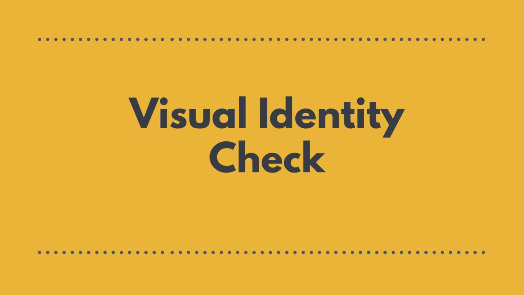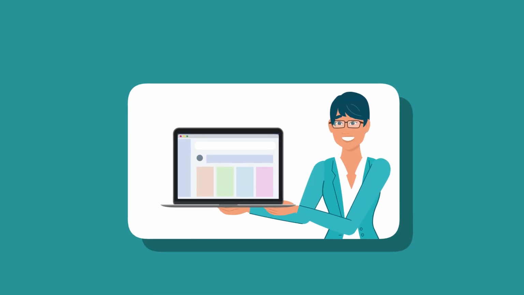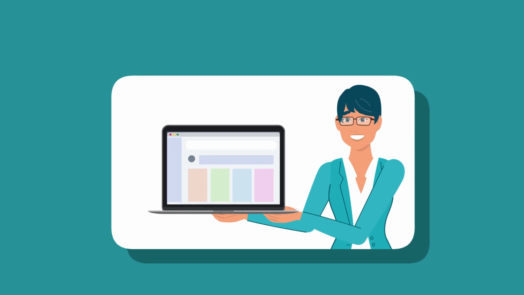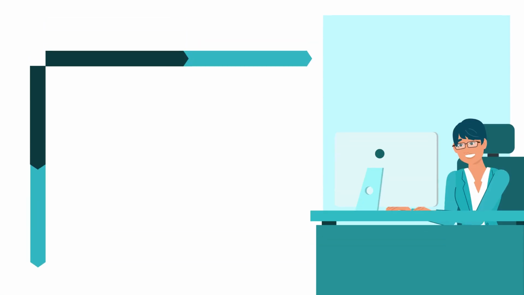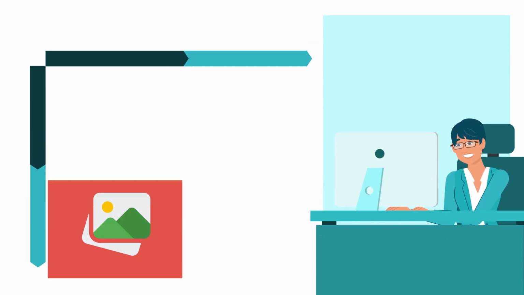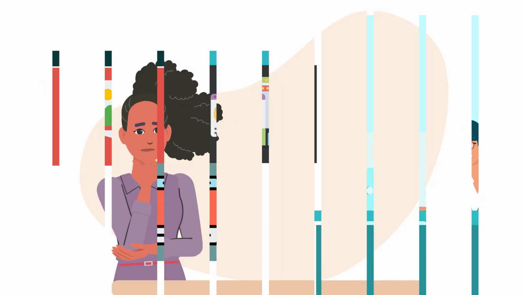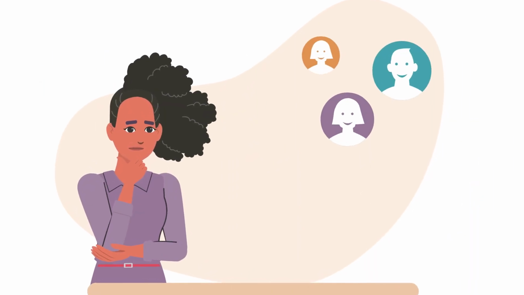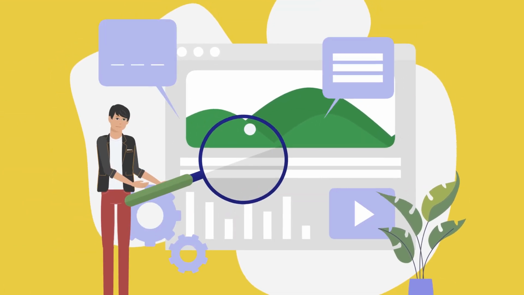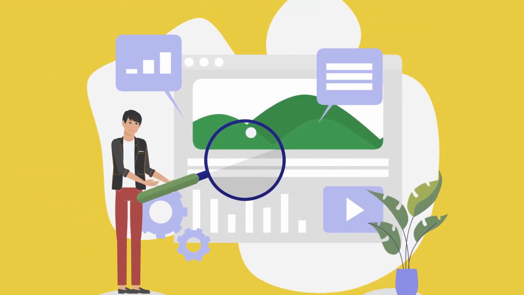Visual identity check. To quickly plan your website's visuals, start by listing the main sections of your site. Determine what type of visuals you'll need for each section, whether that's photos, infographics, or something else. Decide whether you'll create these yourself or source them from somewhere else. Make sure that each visual aligns with your site's design and overall message.